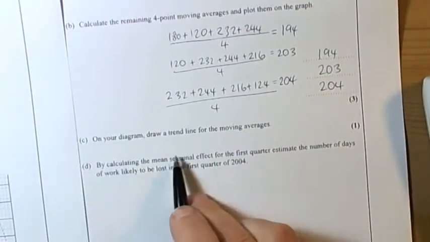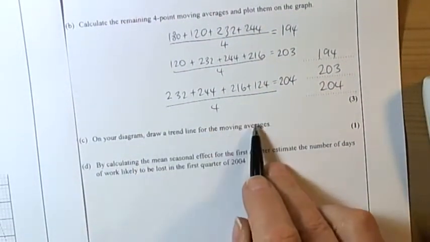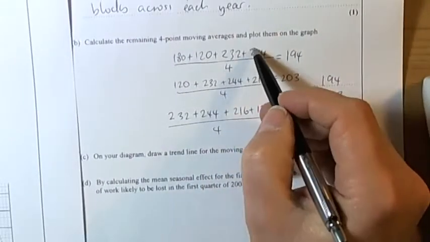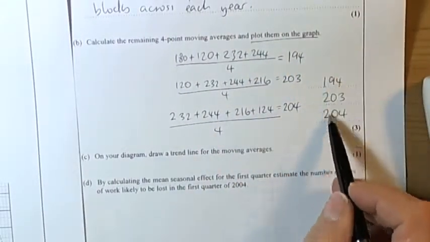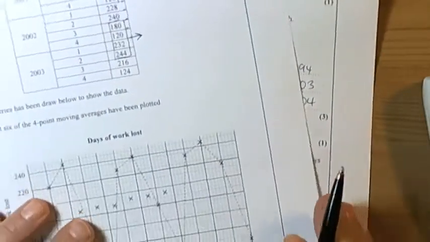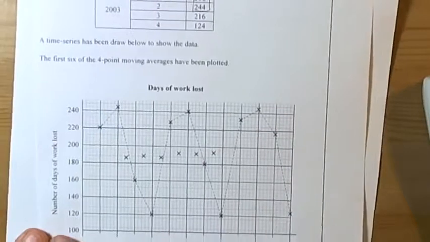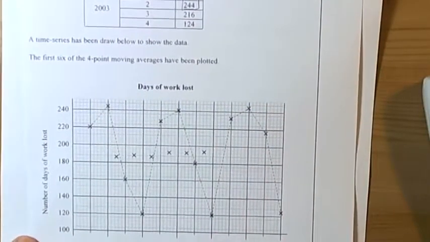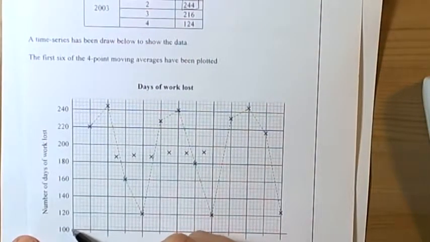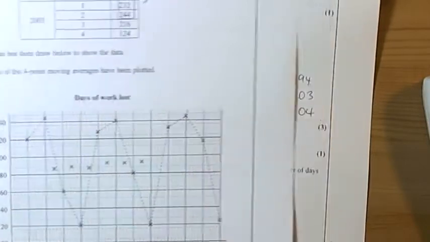It says then on the diagram, draw a trend line for the moving averages. Well, we've got to remember that we had to plot the 3 that we'd calculated, so if we go back to the graph and plot those. And again, what we've got to remember is that whenever we've got a graph, we've got to work out the scale. So if we look up here, we can see that there's 5 little squares for every 20. So each little square is worth 4.